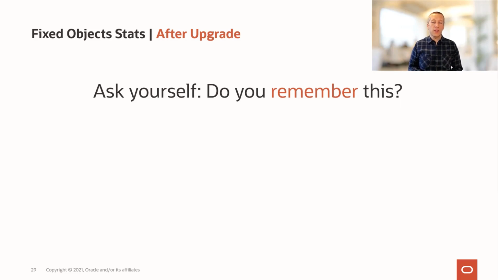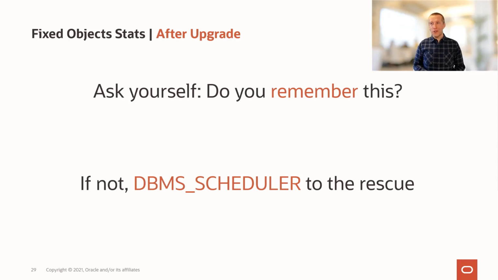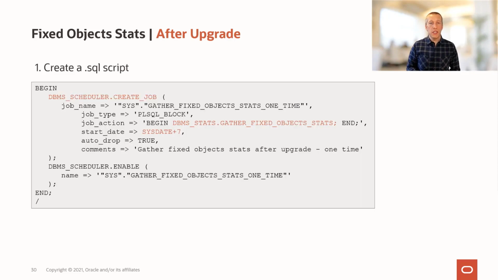So take a minute and ask yourself, do you remember this? Do you go back to every database you upgrade after a while and gather fixed object statistics? If not, DBMS Scheduler to the rescue. First, you create a SQL script, which creates a scheduler job. That scheduler job will fire in 7 days from now, and it'll gather fixed object statistics for you. And you can even set the auto drop property to true, so the job is automatically removed when it completes.